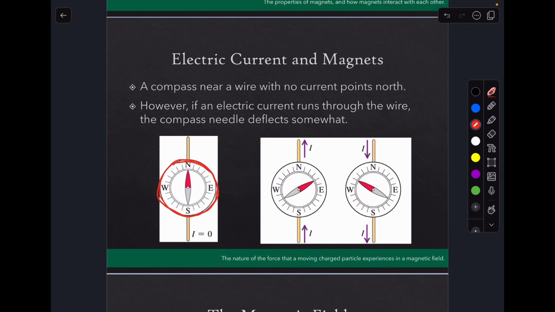So if you put it near a wire with no current flowing through it, okay, no moving charges, right? Nothing's moving in that wire. You'll have no movement of the needle. But if you now send a current through the wire, let's say going up, you'll suddenly get a deflection of the needle, letting you know that a magnetic field is present. And if you send the current the other direction by applying a potential difference in the opposite polarity, you'll get a deflection in the opposite direction. Okay, so these are observations here.